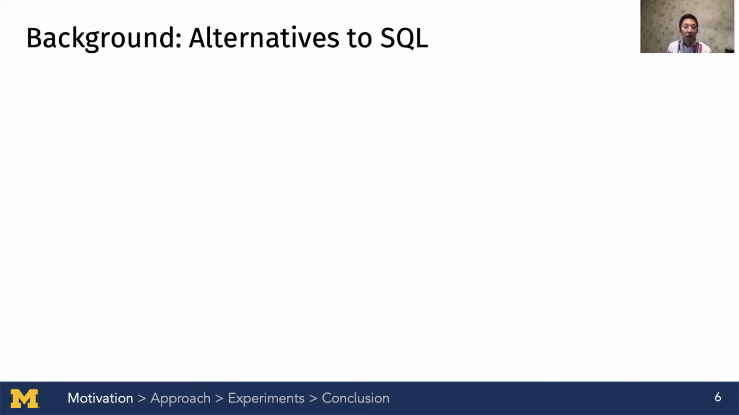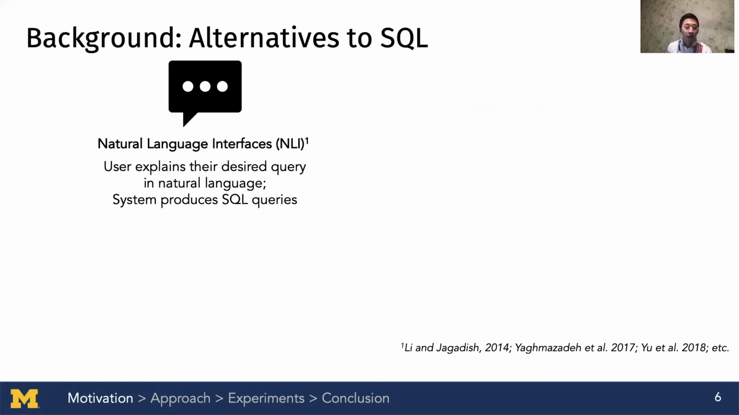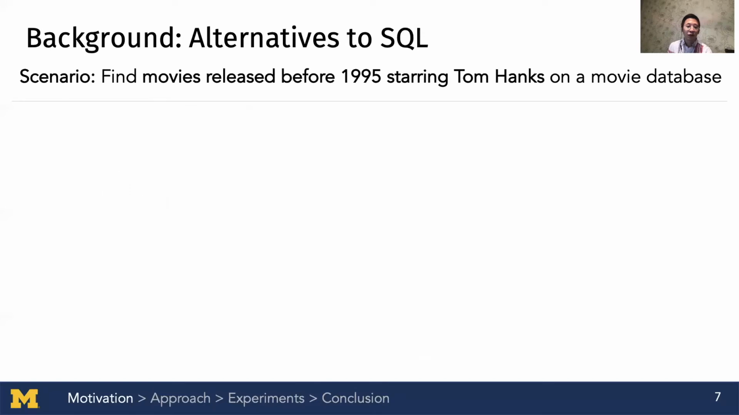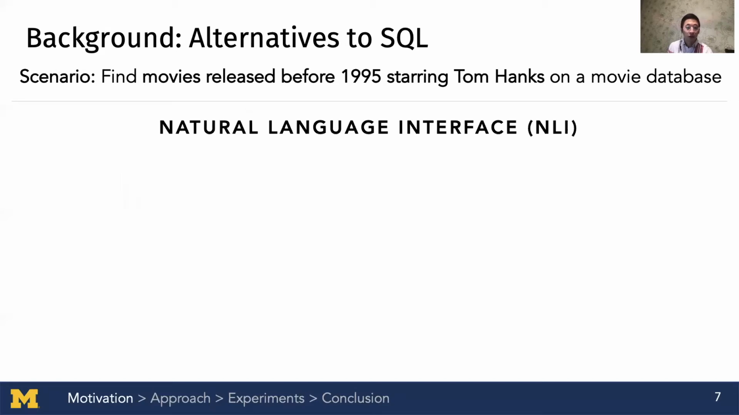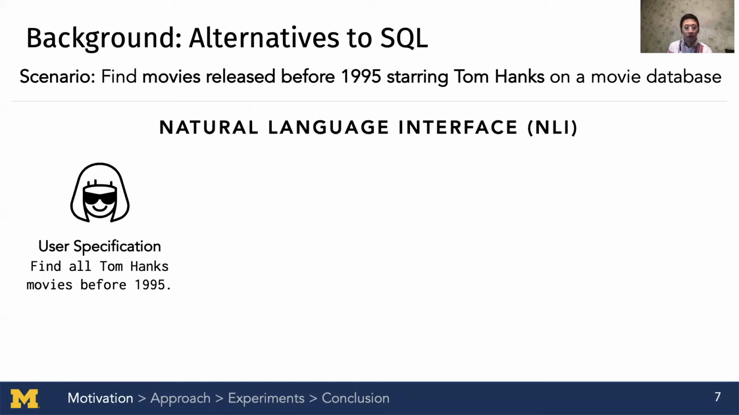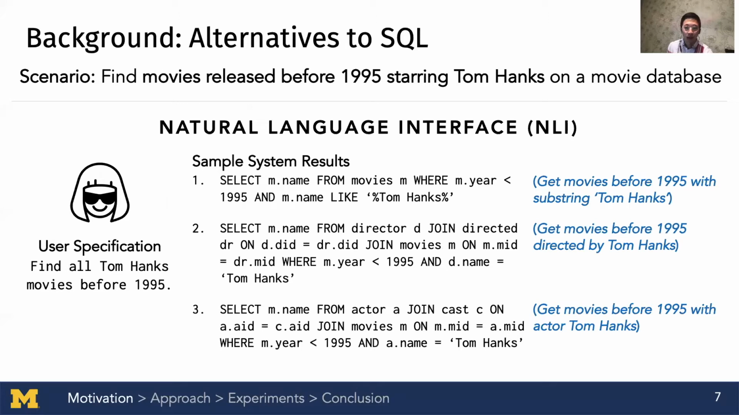Now, a lot of research has been done on possible alternatives to SQL. An example is the natural language interface, where the user just says what they want in natural language, and the system's job is to produce SQL queries. Consider this scenario where we're trying to find movies released before 1995 starring Tom Hanks on a movie database. On a natural language interface, the user might specify something as follows: find all Tom Hanks movies before 1995, and the system might return the following possible candidate queries: movies with the substring Tom Hanks in their title, movies directed by Tom Hanks, movies with actor Tom Hanks. The user actually desires the third query, but the other two are not necessarily bad or incorrect interpretations.